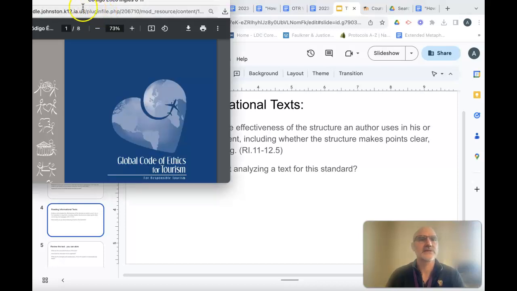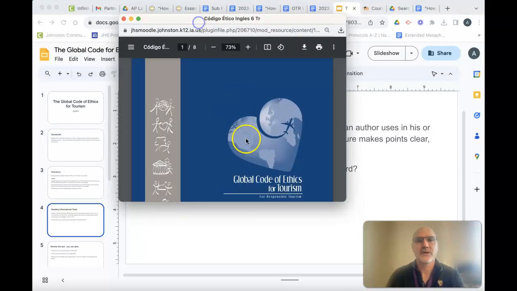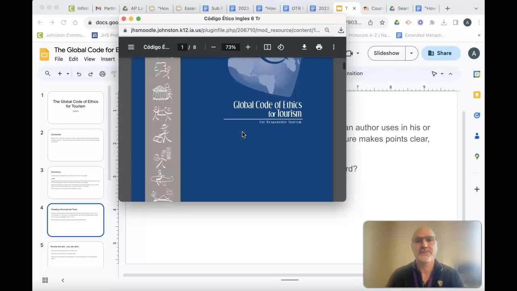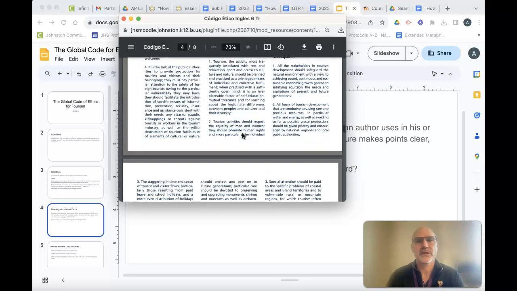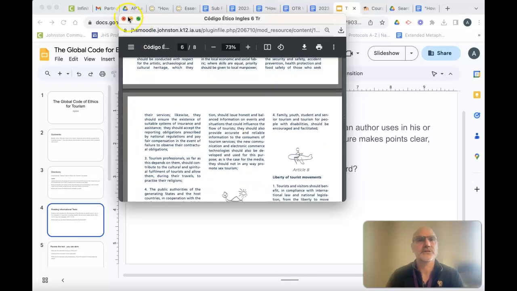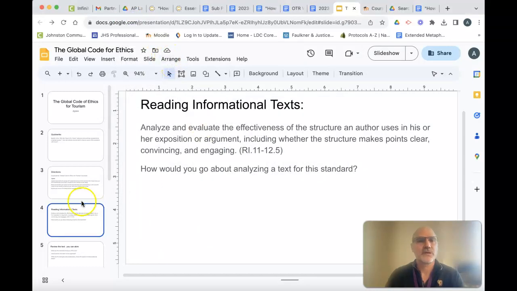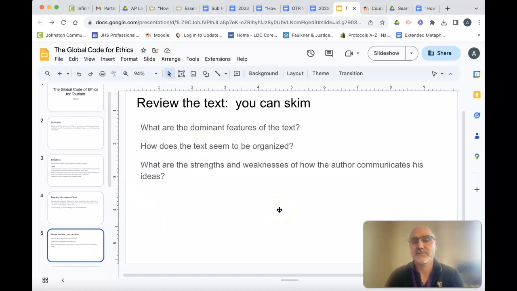So this is our text, right? I'm going to bring it down if you remember it. The Global Code of Ethics for Tourism. I just want you to review it and go through it and ask yourselves a couple of questions. One would be, what are the dominant features of the text? By the way, this lesson is on Moodle as well if you wanted to go back and read through it. How does the text seem to be organized? What are the strengths and weaknesses of how the author communicates his or her ideas? Those would be some of the things you might want to think about as you skim back through.